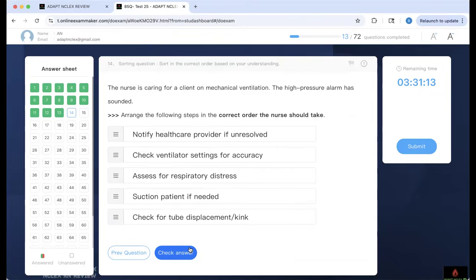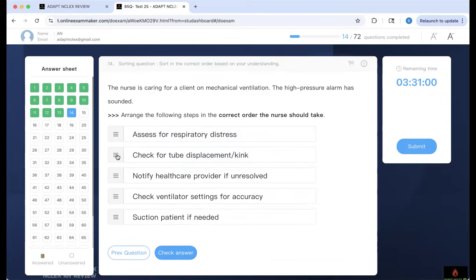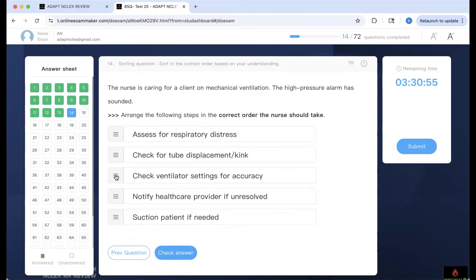Pause, answer the question. But this is the way it should be. We have to assess the respiratory status, right? Then we have to check what? The tubing for kink. Then we check the ventilator. And we suction the patient and make sure. And then we notify the healthcare provider.